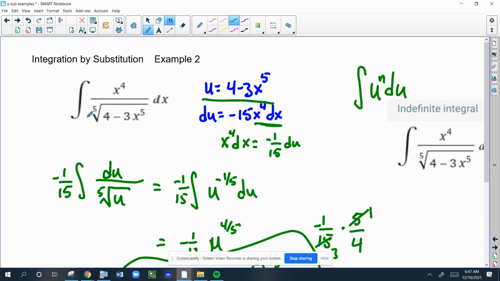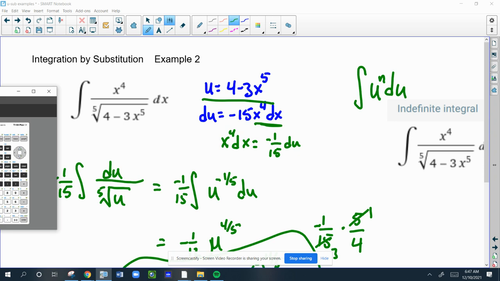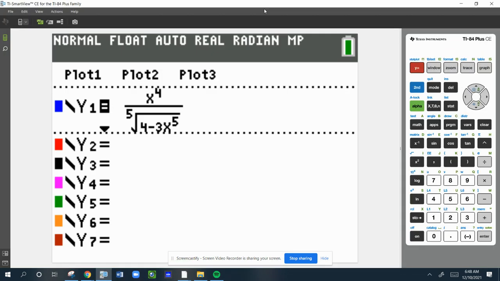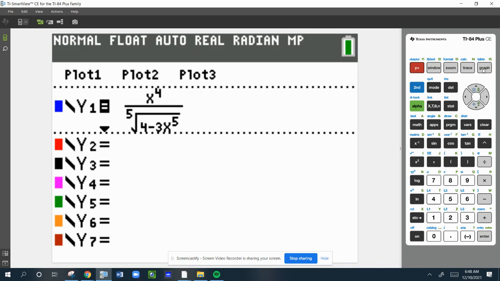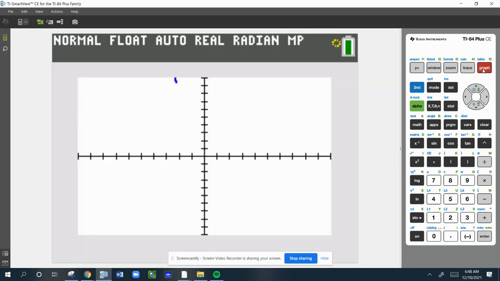In other words, you don't want to integrate across an asymptote or where the function doesn't exist. This is a pretty complicated function, so maybe before you make up your limits, you should take a look at the graph. I typed all this in my calculator already to save time. Here's the graph.